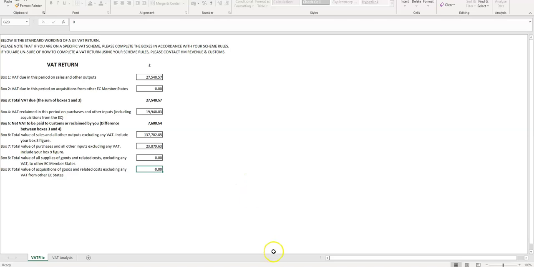So now we're going to see how we can submit the VAT return once these boxes are completed. So you're going to go back and we're going to see from the software how we can submit this VAT return. So in the next session, I'm going to show you how to submit the VAT return from this Excel file.